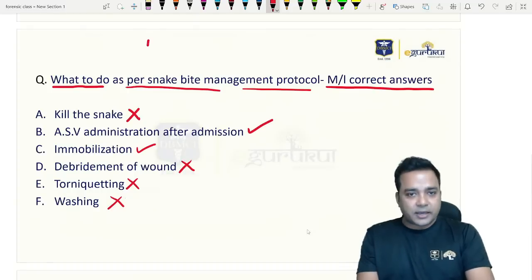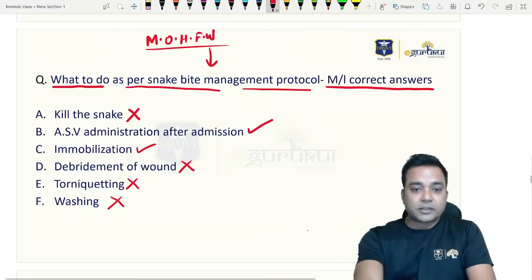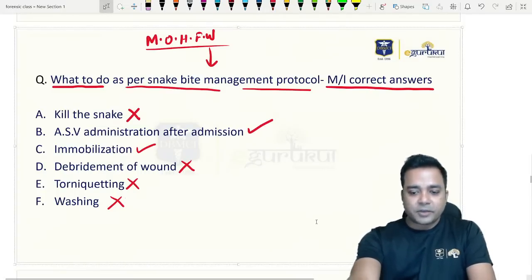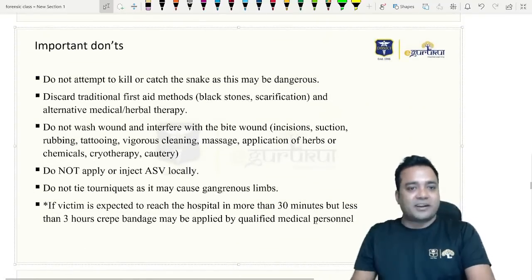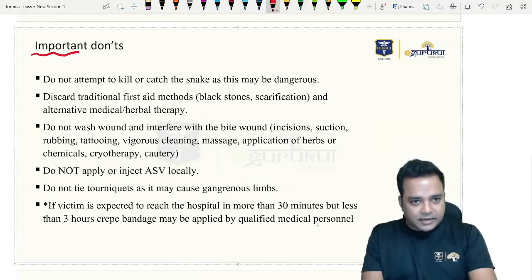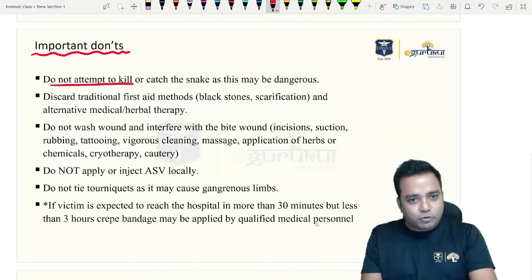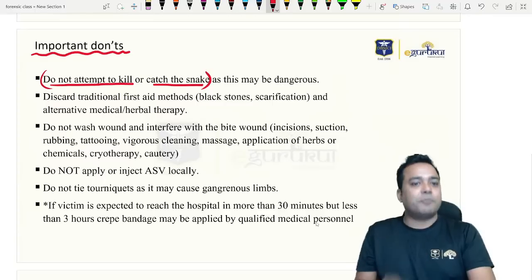Now who gave these guidelines? We have studied these guidelines. They have been given by the Ministry of Health and Family Welfare and are followed all over India. So this is the protocol from where they picked the question. And if I show you an extract, this is one of the extracts of those guidelines, the important don'ts. Here they have written, do not attempt to kill or catch the snake. So they picked up option A from here.